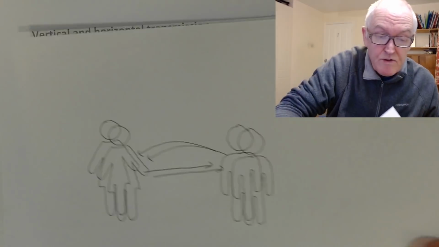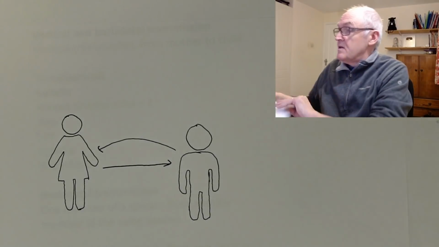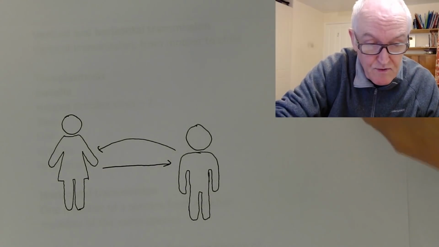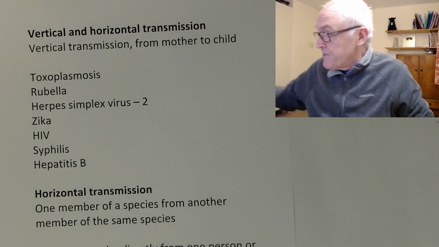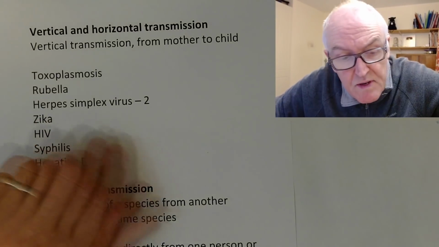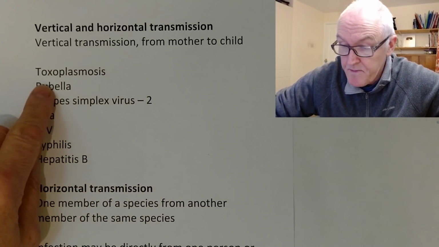Whereas with the horizontal, it's not mother to child, it's two people that are equally on the same level. That would be horizontal transmission. Now, let's think about some examples. First of all, of vertical transmission, which is from mother to child.